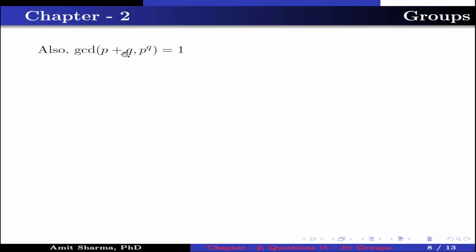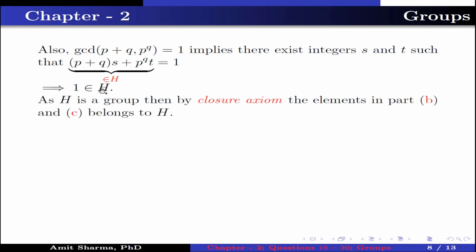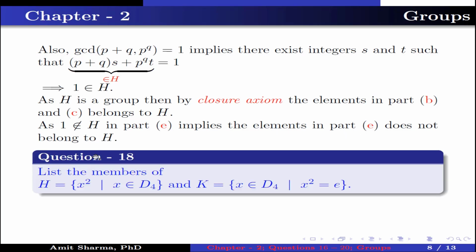Also, GCD of P plus Q and P to the power Q is also 1. This implies there exist integers S and T such that P plus Q into S plus P to the power Q into T, which belongs to H, is equal to 1. This implies 1 belongs to H. As H is a group, then by closure axiom, the elements in part B and part C belong to H. As 1 does not belong to H in part E, this implies the elements in part E do not belong to H.